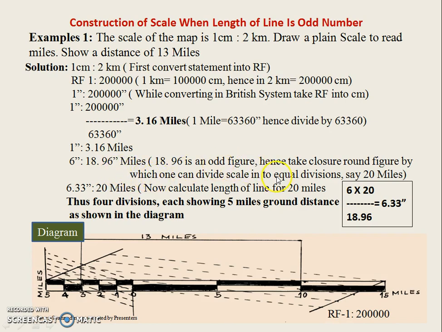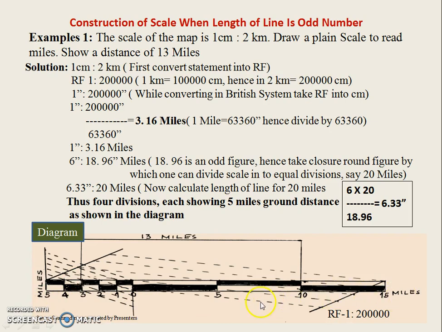One cannot divide it into equal divisions. For showing in the scale, we need round values. So take up a closer round figure, say 20 miles. Then calculate length of line for 20 miles by cross multiplication. It comes to 6.33 inches. Now divide 6.33 inches line into 4 divisions showing 5 miles each as shown in the diagram.